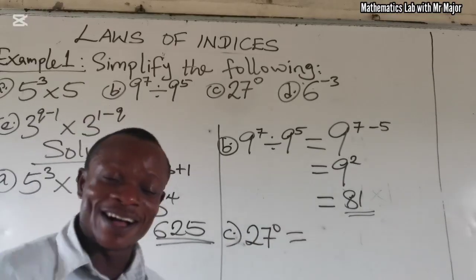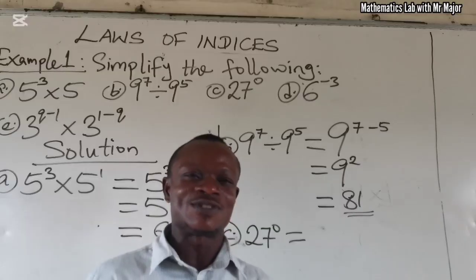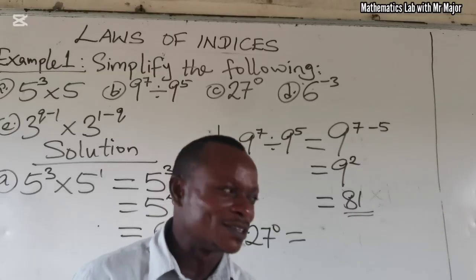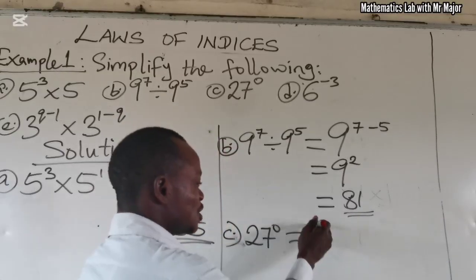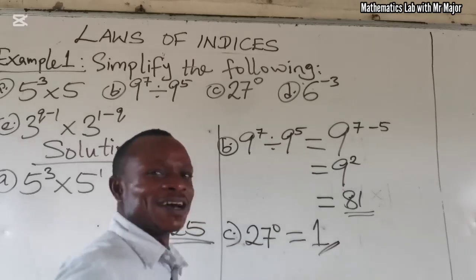We shall now move to the third one there, which is 27 raised to the power of 0. Remember, I said earlier that any quantity raised to the power of 0 is equal to 1. So there is nothing to solve here. You just place 1 as your answer.